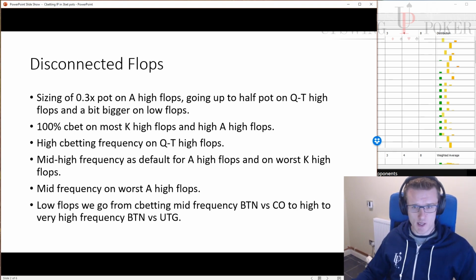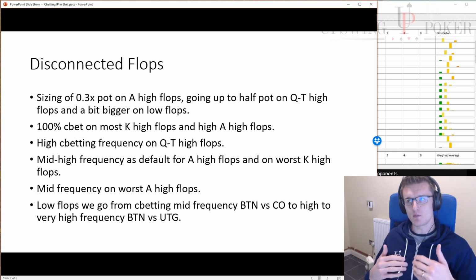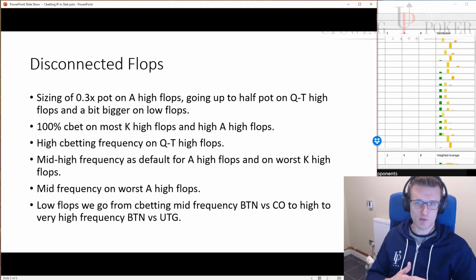In terms of frequency then, like I said, we're going to have very large and deep range advantages on most king-high flops and also on high ace-high flops. I'll get to other ace-high flops in a minute, but if you have something like an ace-king-8, then we're going to have an advantage at ace-x. We're going to have more ace-x than our opponent. We're going to have more king-x than our opponent. We're also going to have ace-king when our opponent doesn't.